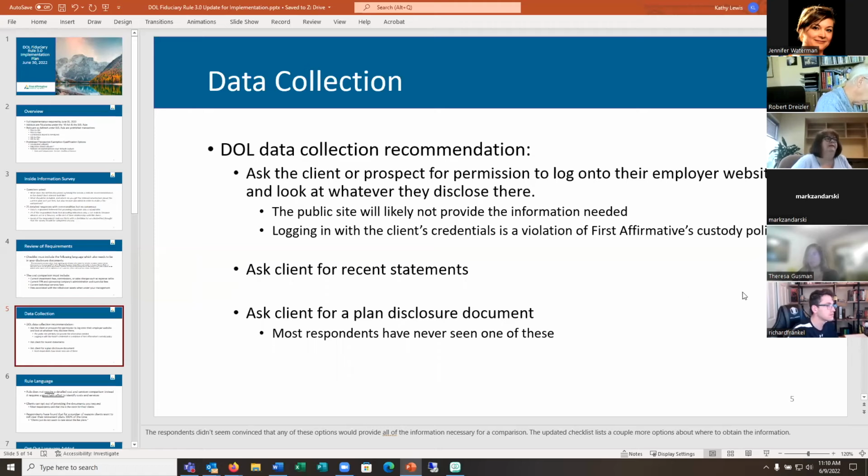So you can also ask clients for recent statements or a plan disclosure document. Though most of the respondents to Bob's survey said they have never seen a plan disclosure document. So that's pretty unlikely that you would get that. So as I said, most of these things that you're being asked to look at aren't going to give you all of the information you need to provide to the client so that they have all the information to make an informed decision.